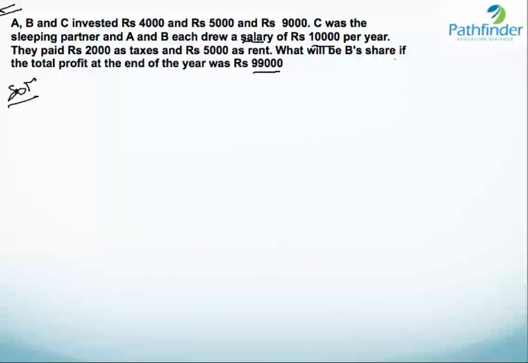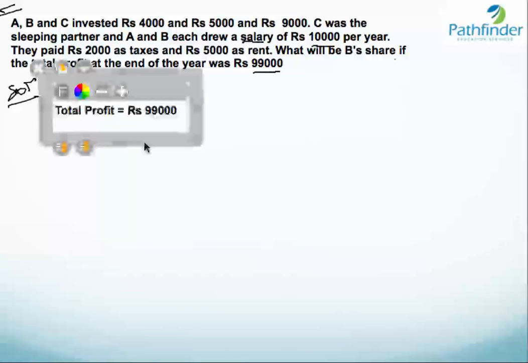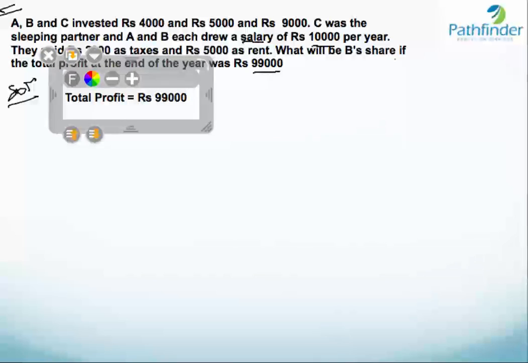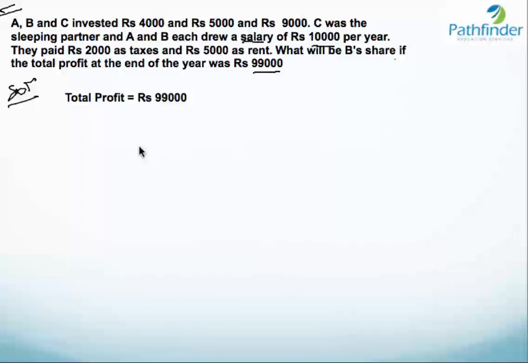What will be B's share if the total profit at the end of the year is rupees 99,000? So let us start with known facts first. So we have first of all total profit, which is equal to 99,000. Now can we apply the ratio of investments, because in this case also the partnership is a simple partnership because all of them came together for the same amount of time.